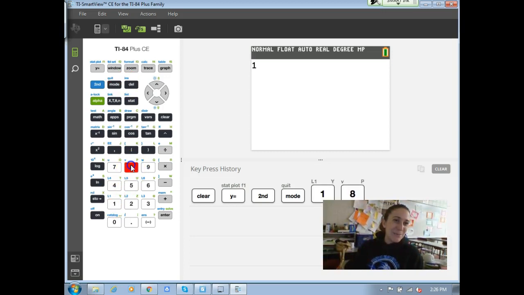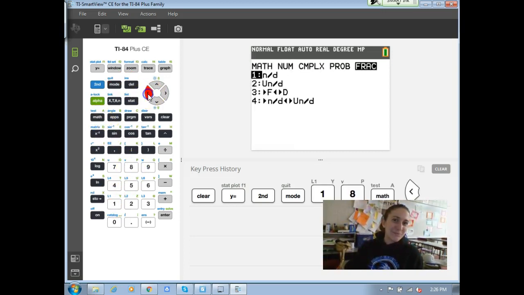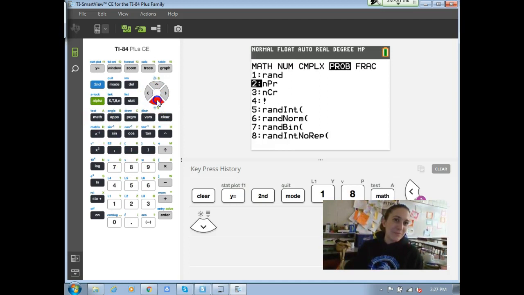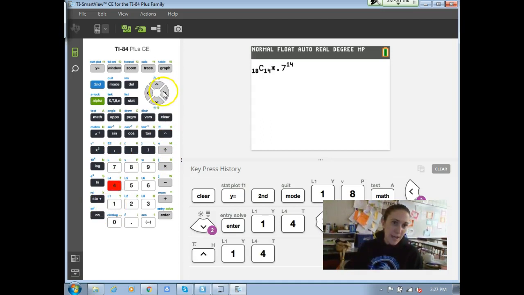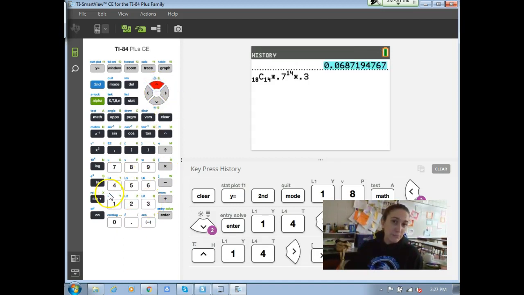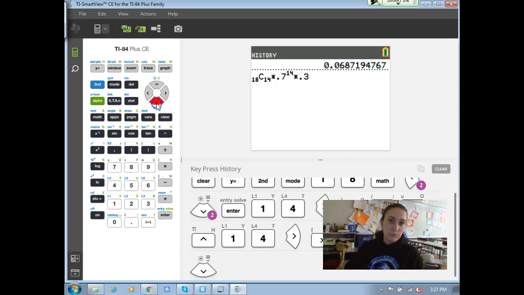All right, 18 combinations of 14 successes. You don't really need multiplication if you use parentheses, but 0.7, I'm not going to use parentheses here, to the 14th power, times 0.3, and they would fail 4 times, we said? Oh, oops.